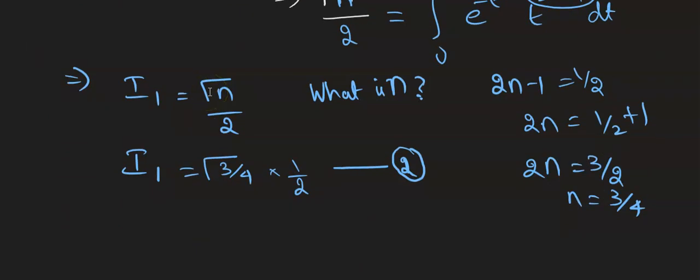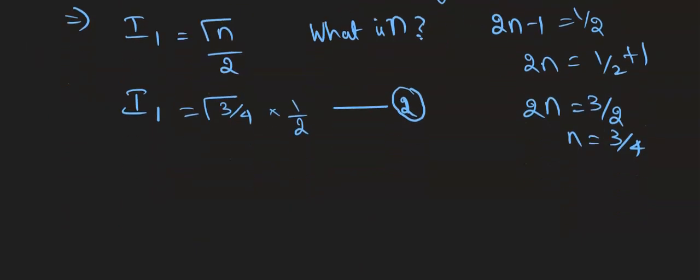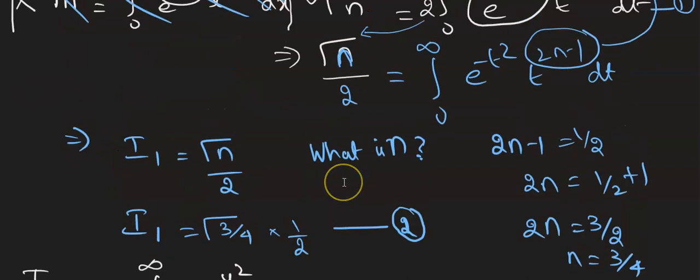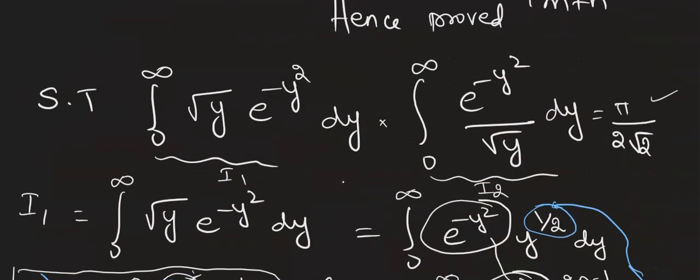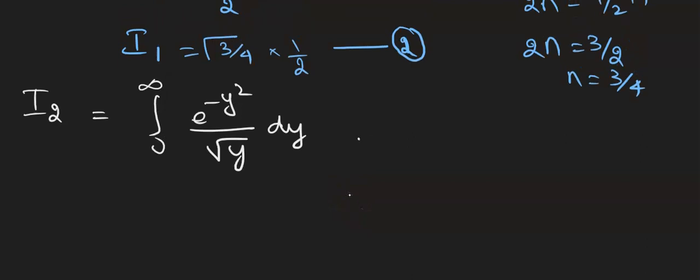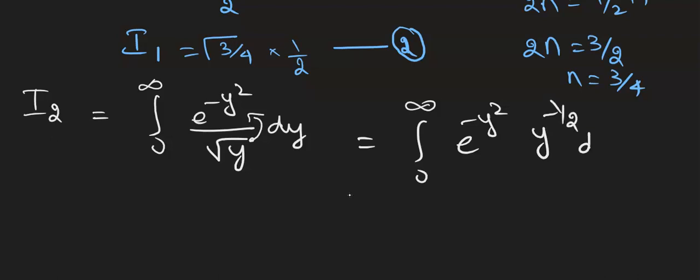Okay. So now I'm going to write the second half of the question, which is I2, and finally I'll multiply both. So I2 is integral 0 to infinity e power minus y square by root y dy. This is the question they have given for the second half. Same story. How will I rewrite it? Integral 0 to infinity e power minus y square; the denominator is y power 1 by 2, and if it travels to the numerator, it is y power minus 1 by 2 dy.